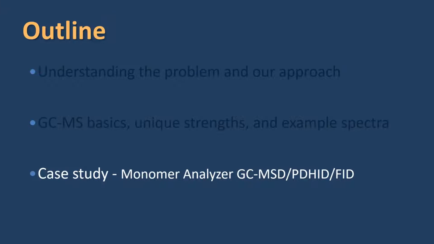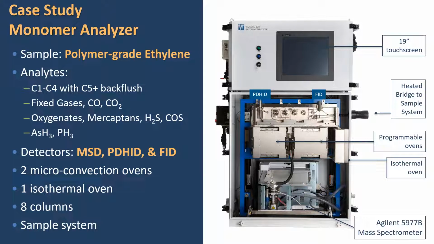Now let's look at the case study of a monomer analyzer here that seems to be able to fit the whole bill, mass spec, PDHID, and FID. Here's a picture on the right that we want to look at. Down the bottom, we've got our mass spectrometer. We use an Agilent 5977B, probably the world's most popular mass spectrometer. Above that, we have two independently programmable, true convection programmable ovens.